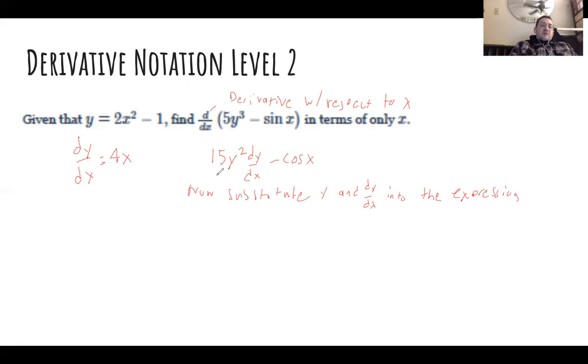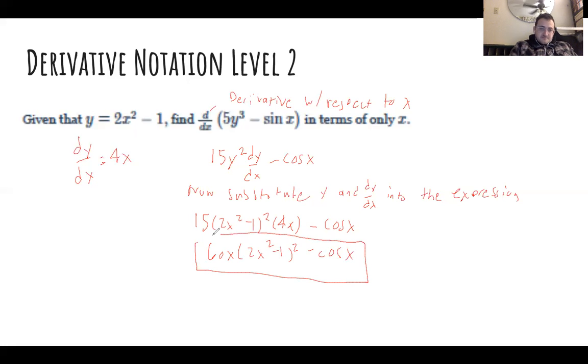All right, so on this one then, I would put the expression for y. So I have 2x squared minus 1 squared. And then the dy dx is just 4x, and then we can just leave the cosine of x piece alone. And 15 times 4 is 60x. And then we're done. All right, so these are just expressions.